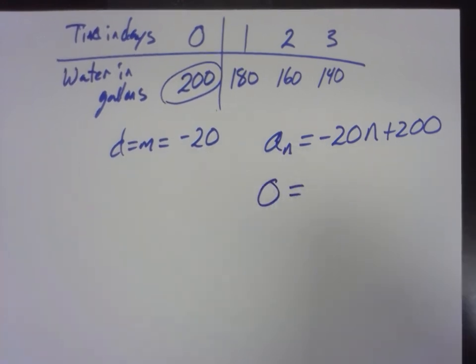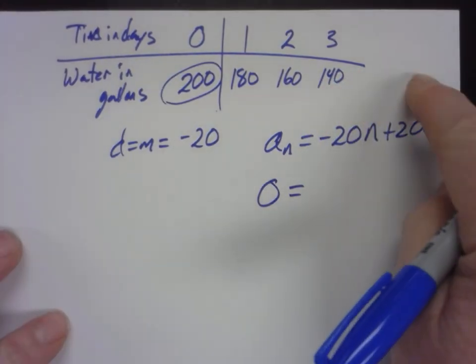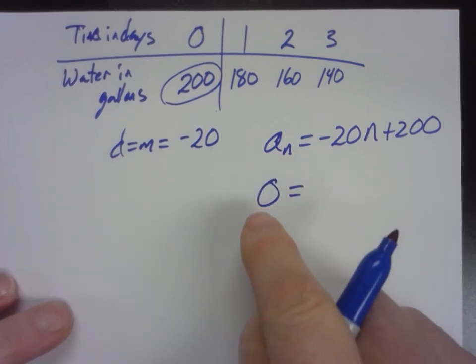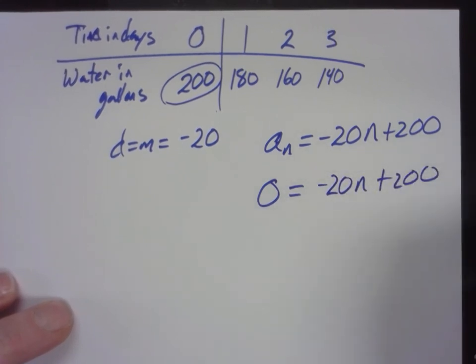And gosh, that separates a good mathematician from a bad one. Bad ones would be like, well, we'll just keep going. No, if I want to know when a sub n is a 0, I put a 0 there. Does that make sense? Negative 20n plus 200. Can you guys already see the answer?